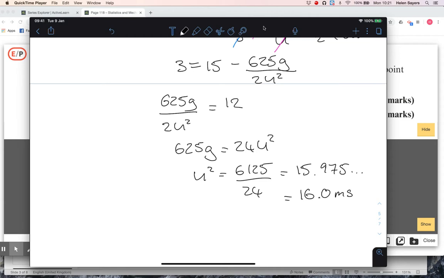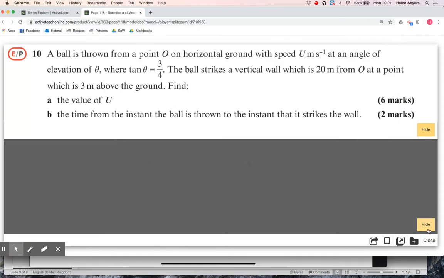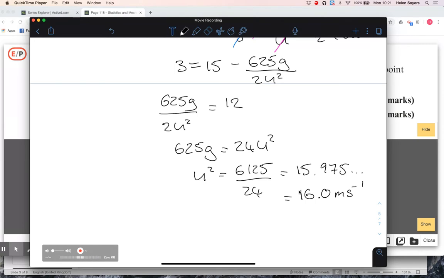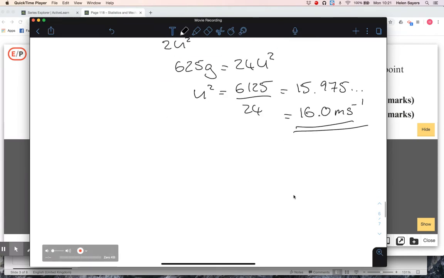So I would give that as 16.0 meters per second. I'm going to double check that before we carry on. Yeah, so I've gone 16 to two significant figures. Ooh, how do I get that back? Right. Okay. So that's my final answer to 2 or 3 significant figures. So that was the bulk of that question, because that was worth 6 marks.